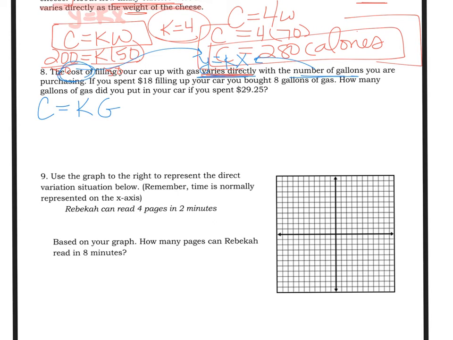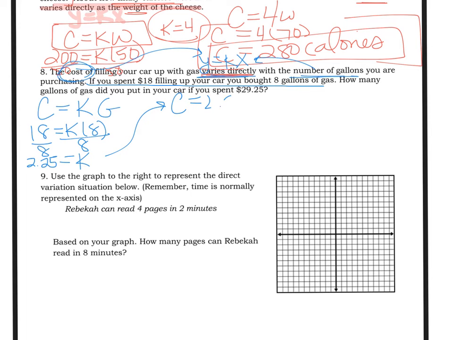It says if you spend $18 filling up your car, you bought 8 gallons of gas. So I'm going to use this to help find K. $18 is the cost because that's what C stands for, and 8 is the number of gallons because that's what G stands for. So to solve for K, I'm going to divide. 18 divided by 8 is 2.25. I'm okay if you give me a decimal or a fraction. The choice is yours. So now I'm going to write my equation: C equals 2.25 G.